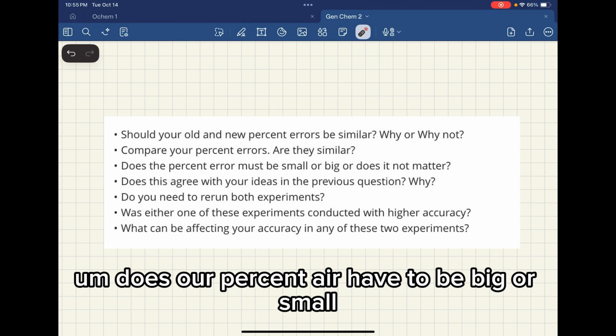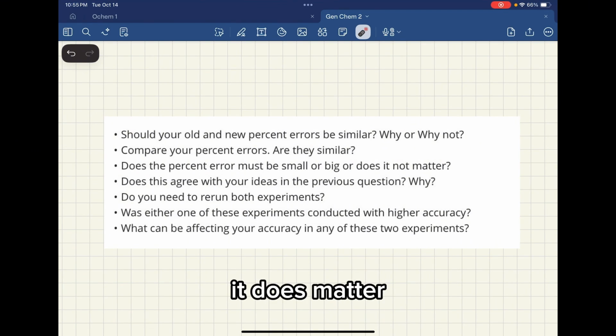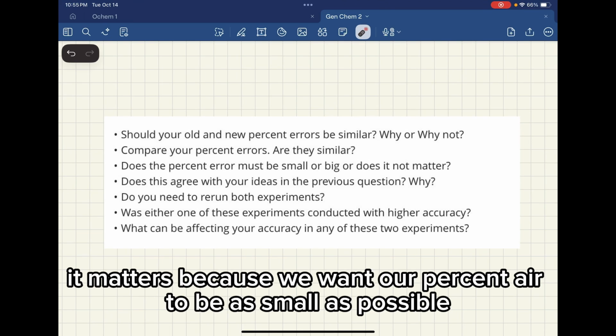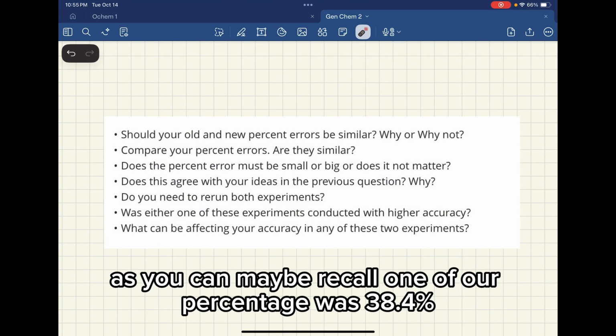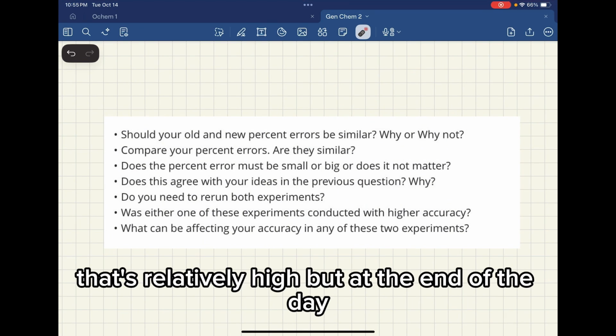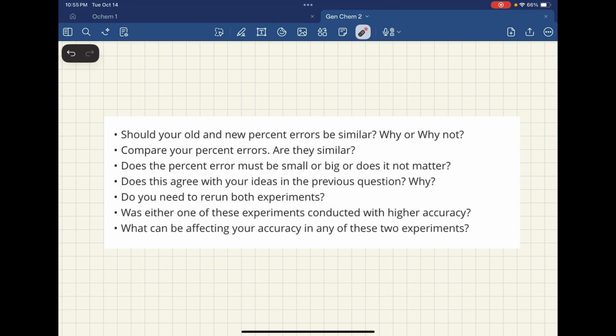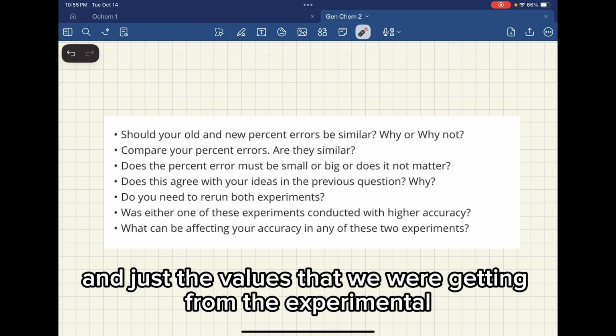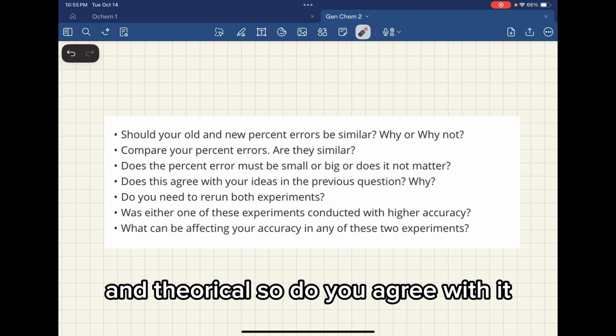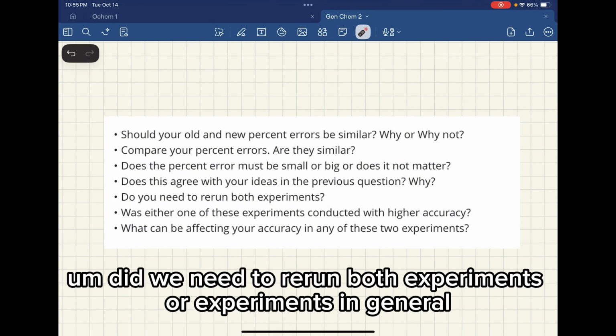Does our percent error have to be big or small? Does it matter? Yes, it does matter. It matters because we want our percent error to be as small as possible. As you can maybe recall, one of our percent errors was 38.4%. That's relatively high, but at the end of the day, these are just the values that we were getting from the experimental and theoreticals. So do you guys agree? Yes, we do.